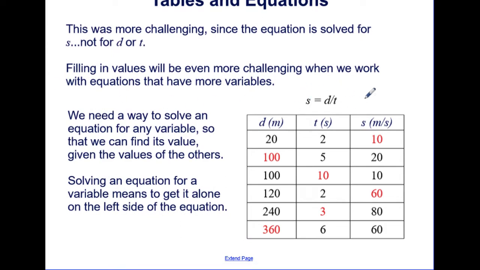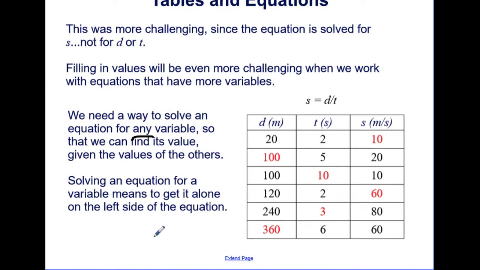Again, this is only 3 variables, s equals d over t. So we need a way to solve an equation for any variable, not just have it solved for s, so that we can find its value given the others. It would have been a lot more helpful if it was solved for d or t instead of s when the first and second columns were blank.